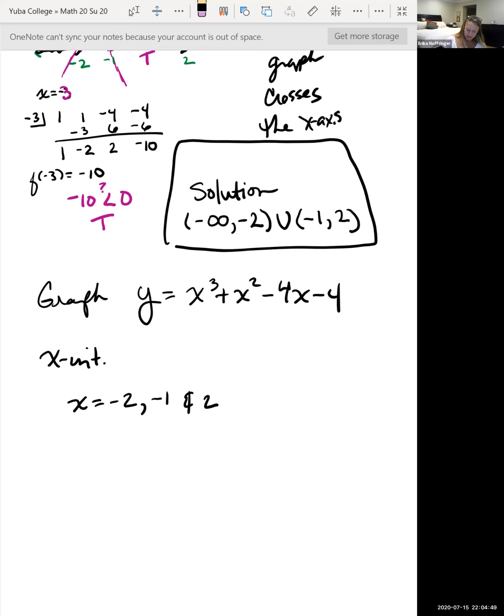The y-intercept, we can look at it by just plugging in 0 for x. Well, you're just going to get back your constant, in this case negative 4. These were odd multiplicity.